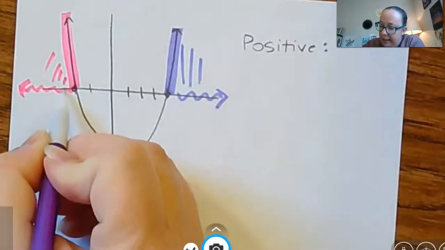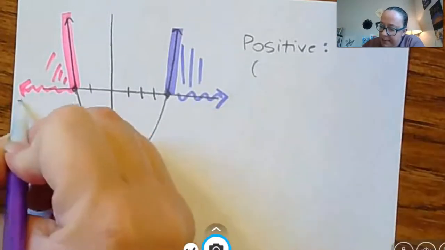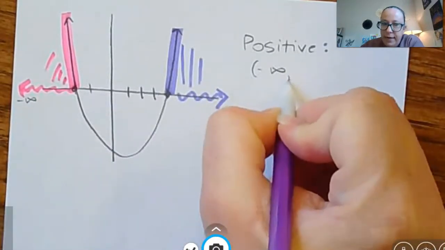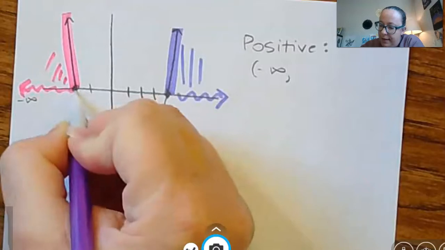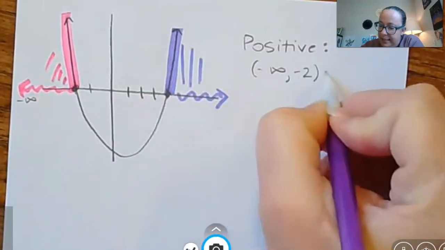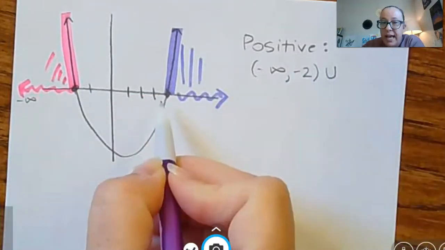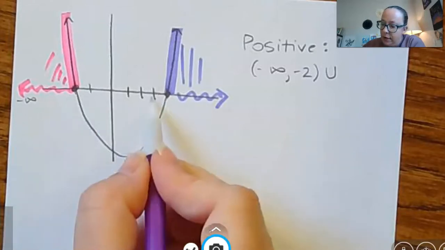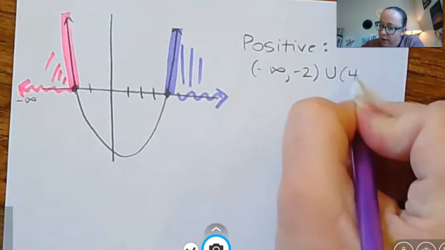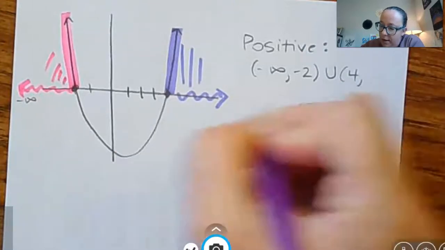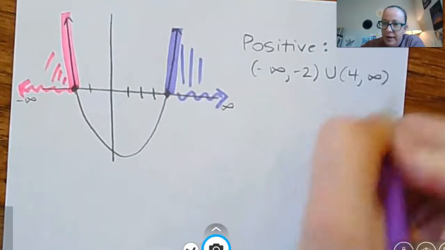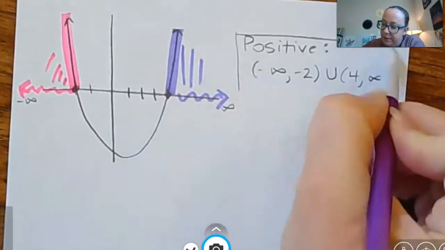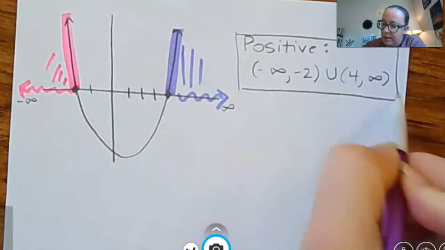So let's look at the pink. It would be, remember, this is negative infinity. So negative infinity all the way up to that -2, parentheses, union, because I have a whole other set. Remember your homework from 2.2 on Delta Math. So we have a union, and then 4, because that's 4, on forever to infinity. And so that's where it's positive. Okay?